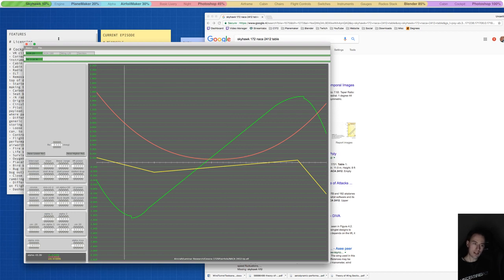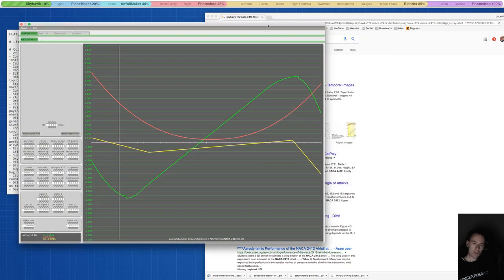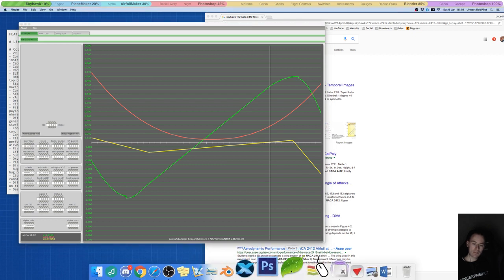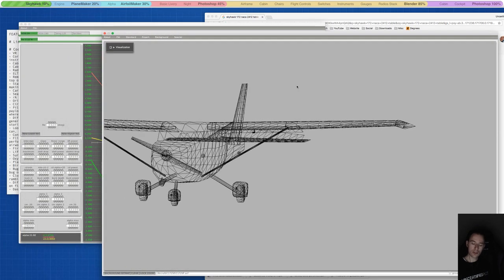And this app, the AirfoilMaker, is what we're going to use in parallel with X-Plane while we're flying it to get these curves right. That might be the main task for our test flight. And PlaneMaker is mostly, not entirely, but mostly relevant to just creating the control surfaces and stuff.